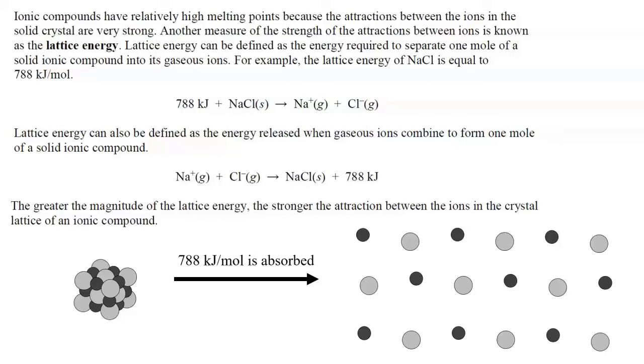Lattice energy can also be defined as the energy released when the gaseous ions combine to form 1 mole of a solid ionic compound. But whether that is absorbed or released, the magnitude of the lattice energy is related to the strength of attraction between the ions in the crystal lattice. The greater the magnitude of the lattice energy, the stronger the attraction between the ions in the crystal lattice.